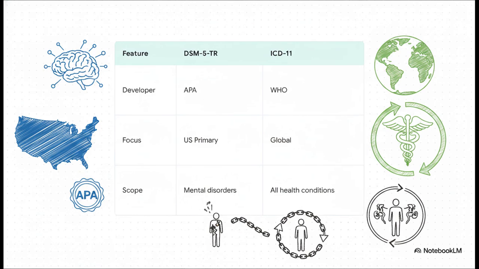Breaking this down, the DSM-5-TR is developed by the American Psychiatric Association and is used primarily in the United States, focusing exclusively on mental disorders. The ICD-11, on the flip side, is developed by the World Health Organization. It's implemented by global member states and is a fundamental framework that encompasses all medical diseases and health conditions. This means it actually integrates mental health right into the broader landscape of all human health.